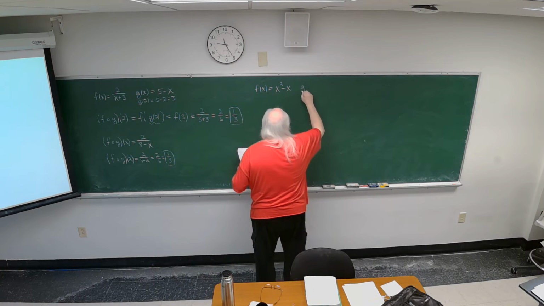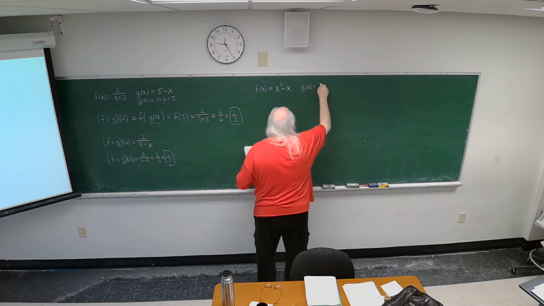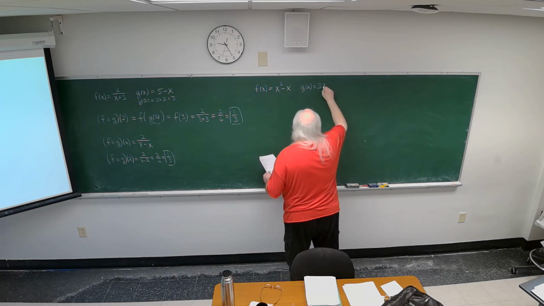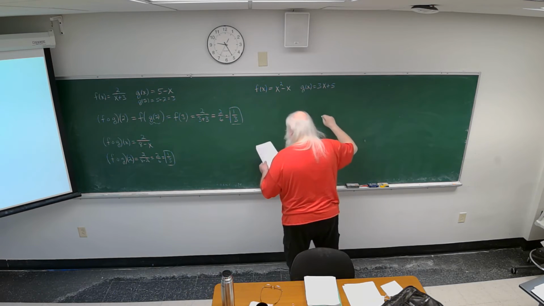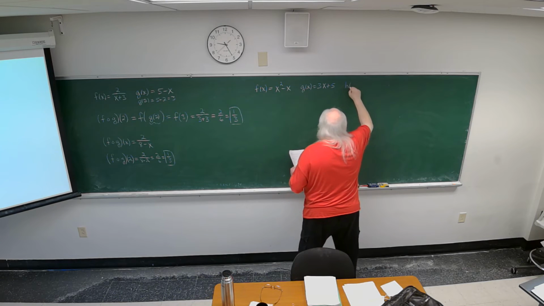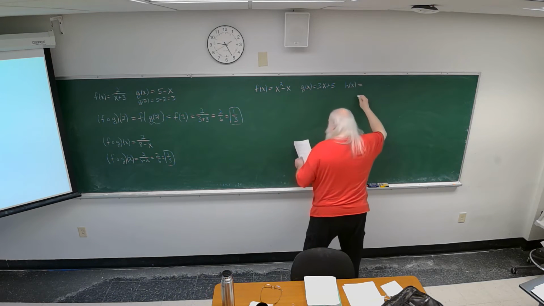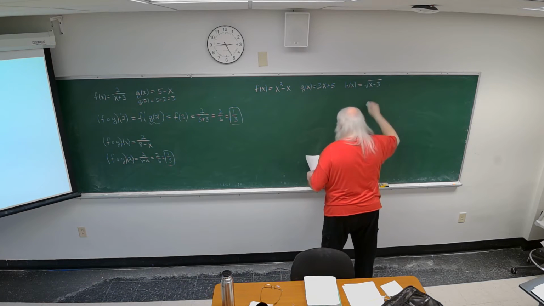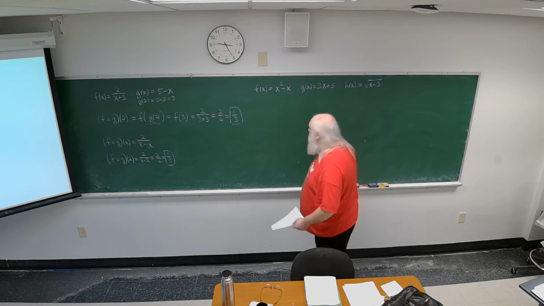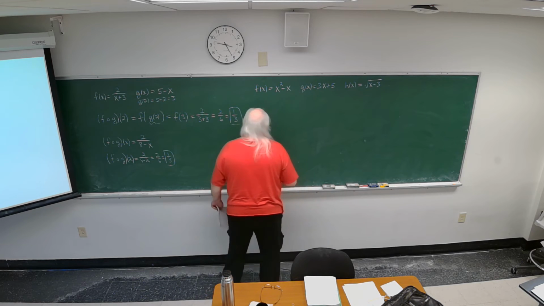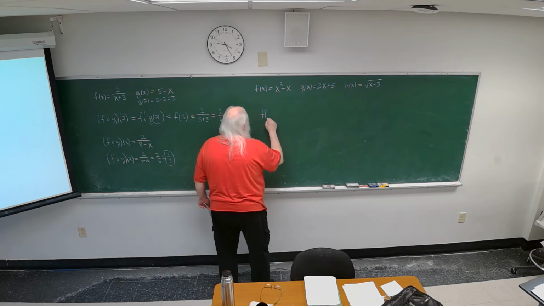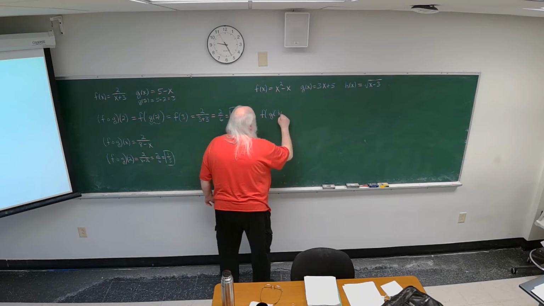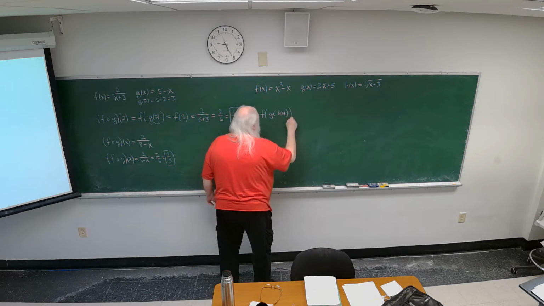g of x is equal to 3x plus 5. And h of x is equal to the square root of x minus 3. You're asked to find f of g of h of x.